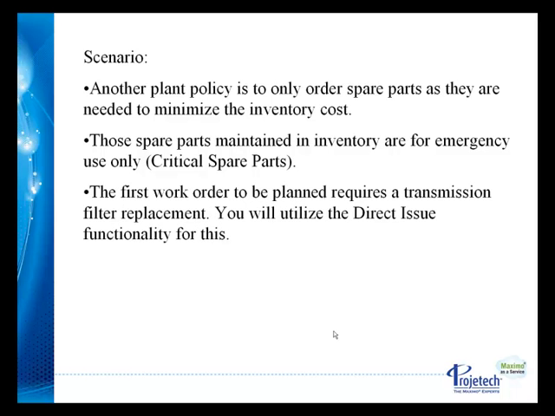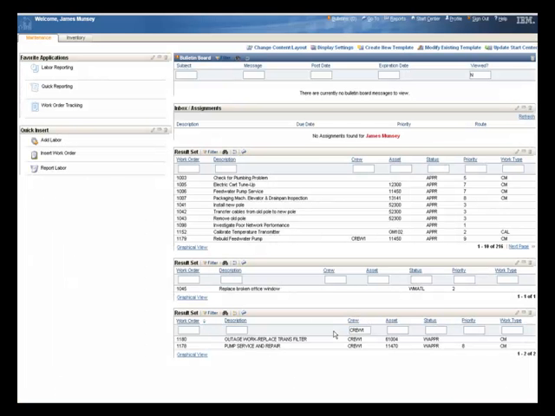The first work order to be planned requires a transmission filter replacement. You will utilize the direct issue functionality for this. My Start Center has been divided into 3 different work order backlogs using Result Set. The first backlog is my approved backlog. These are all work orders that have been planned, parts ordered, all parts verified to be on hand and available, and these are ready to be scheduled.